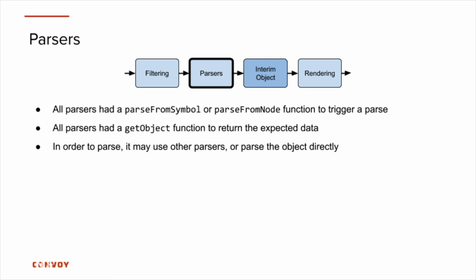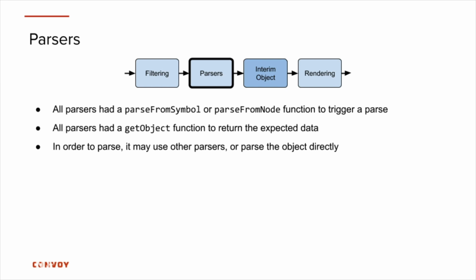It took us a while to figure out how to write a good parser. The first initial passes at this code were readable only by me, and that made it really difficult for anybody else to work in it. After a few iterations, we decided on classes, and every class had either a parse from symbol or parse from node function that would help to trigger a parse. The class itself that was initiated would store the information about the parse in the parser, and then all parsers had a getObject function that could return the expected data. Inside, the parser may process the logic directly, or it may call other parsers.